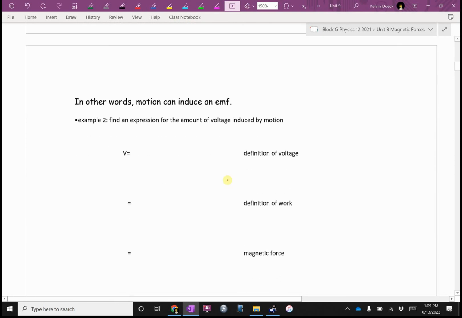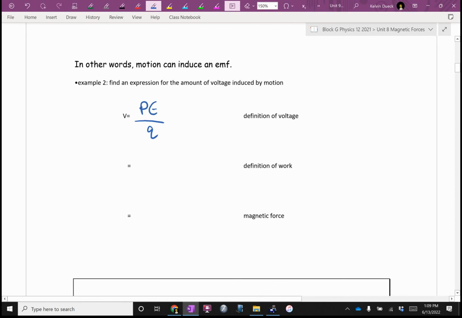How much? Well, V equals potential energy per coulomb, right? And potential energy or work per coulomb is force times distance per coulomb. What force? Magnetic force. Oh, that's fair game for your test coming up. What was the magnetic force on a single moving charge, like a proton, on your formula sheet? What was the equation?